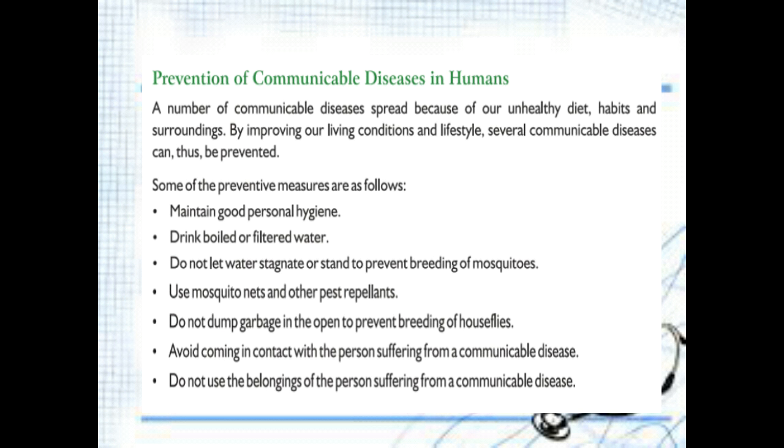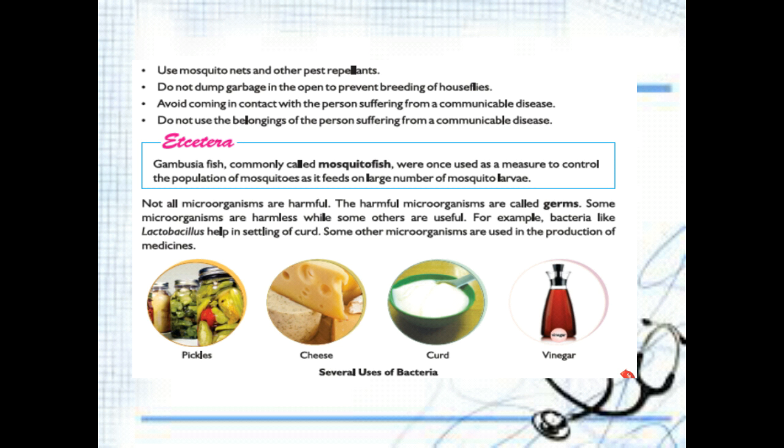Avoid coming in contact with persons suffering from communicable diseases. We should not go in contact with a person who is affected by the disease. Do not use the belongings of persons suffering from communicable diseases. We should not use the affected person's handkerchiefs, towel or anything else, right? So these are the measures by which we can prevent communicable diseases from transferring from one person to another person, right?